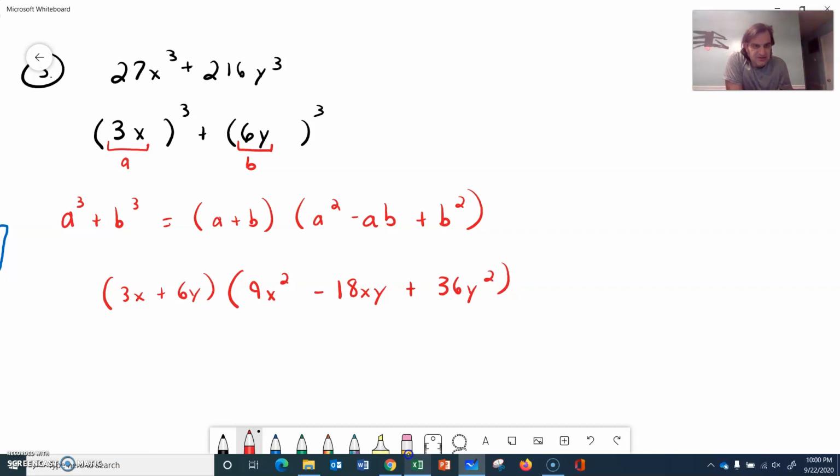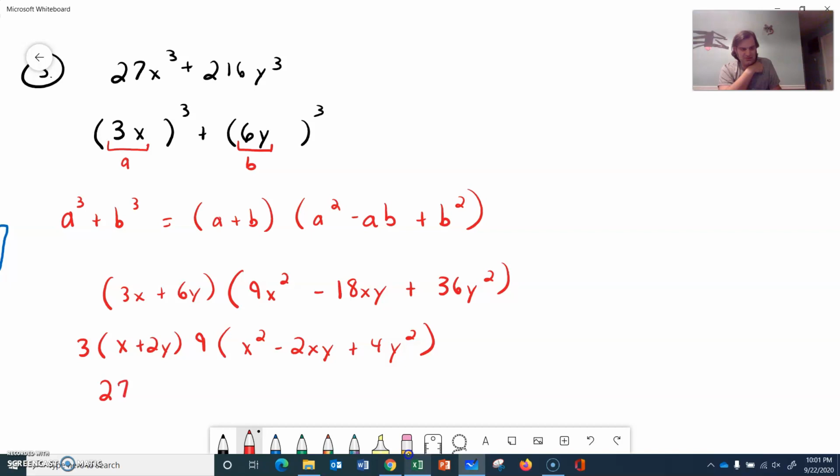So maybe there was a common term I could pull out in the front. I really wasn't paying attention. I know I can pull a 3 out of the first one, so that would be x plus 2y. And it looks like I can pull a 9 out of the second one. So let's see here. That would be x squared minus 2xy plus 4y squared. So I'm not sure how I messed that up. Maybe I should have pulled a 27 out from the beginning. I'd need a calculator nearby if I was going to do it, but it looks like I could have pulled 27 out from the beginning.